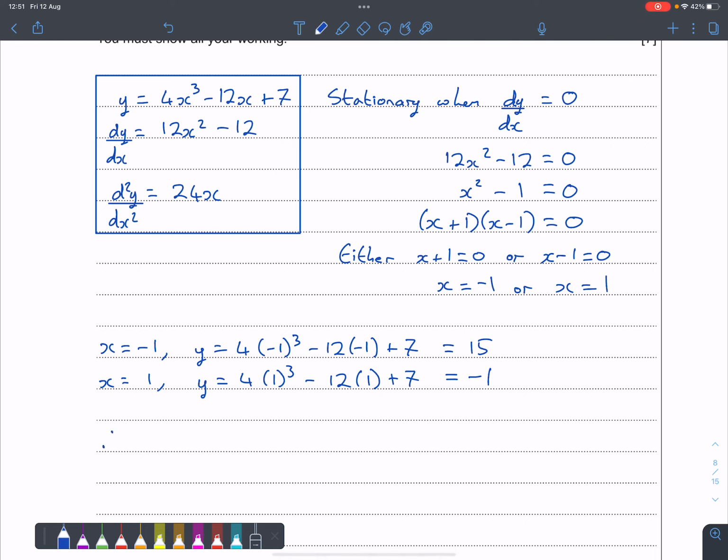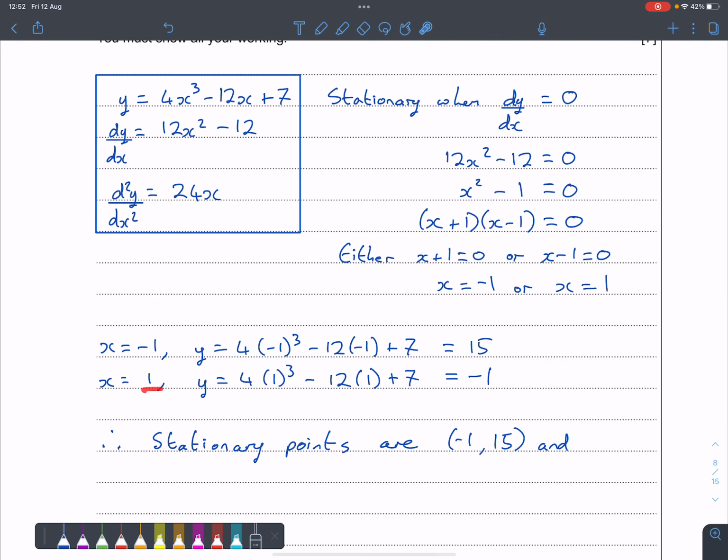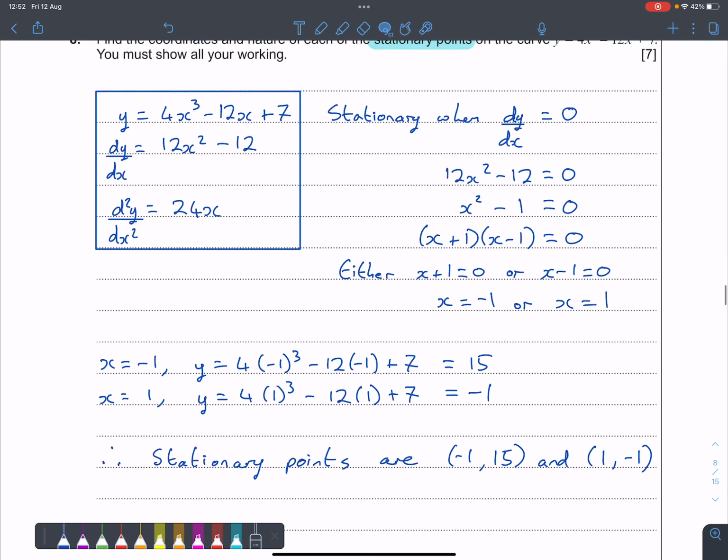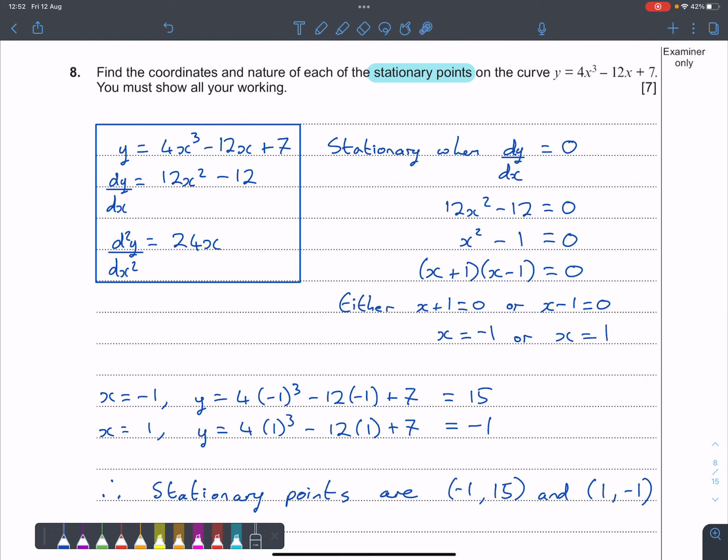So therefore my stationary points are negative 1, 15, and 1, negative 1. So that's the first part of the question done. We found the coordinates, now we need to find the nature.